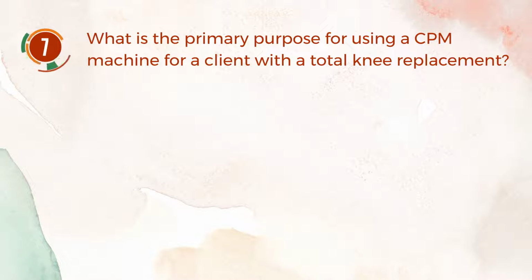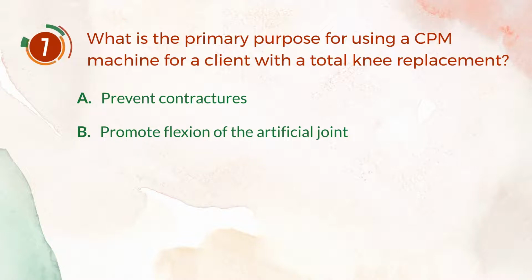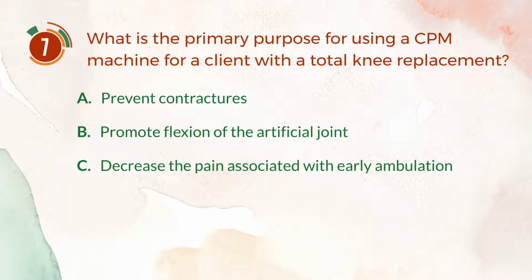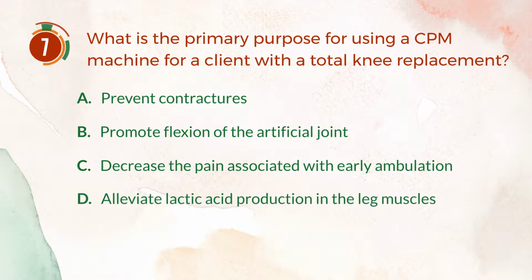Number 7. What is the primary purpose of using a CPM machine for a client with a total knee replacement? A. Prevent contractures. B. Promote flexion of the artificial joint. C. Decrease the pain associated with early ambulation. D. Alleviate lactic acid production in the leg muscles.